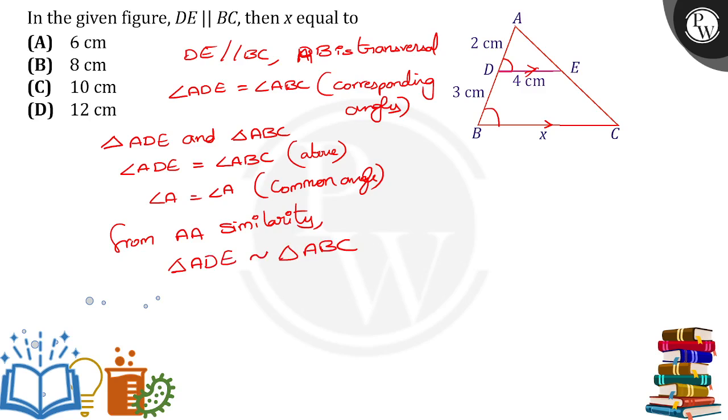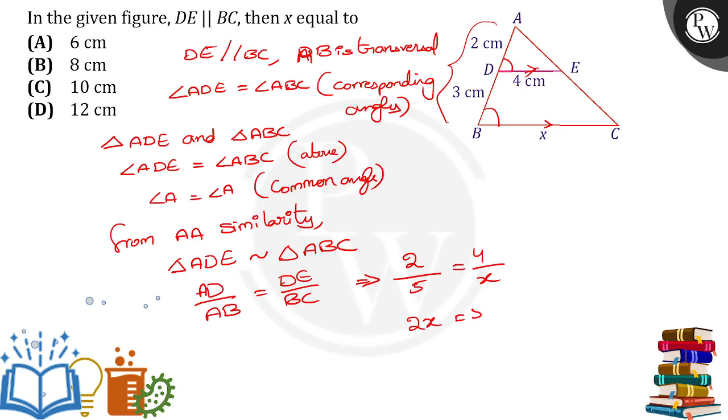When they both are similar to each other, their corresponding sides ratio will be the same. AD by AB is equal to DE by BC. Substituting the values, AD is equal to 2, AB means the sum of these two, that is 5, by DE is 4, 4 by X. So cross multiplication, 2X equal to 5 into 4, then X equals 5 into 4 divided by 2.